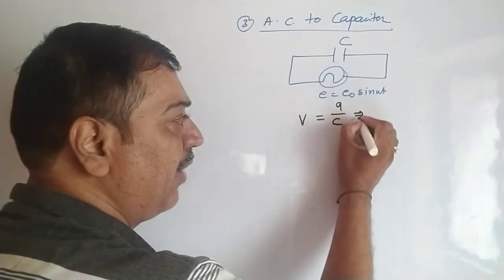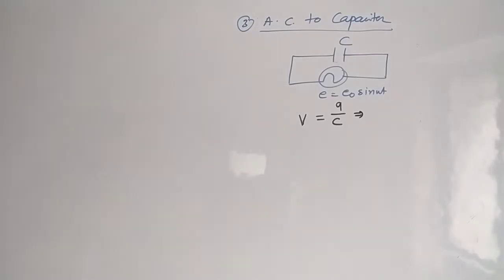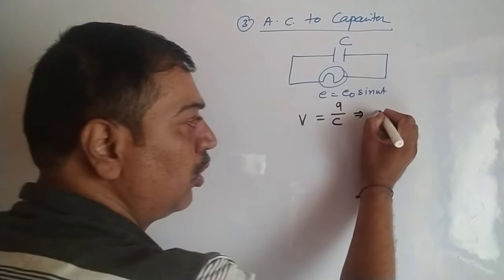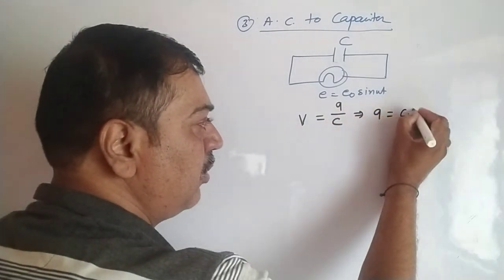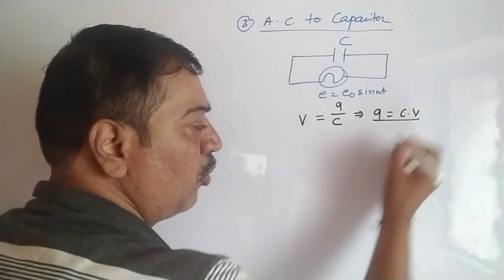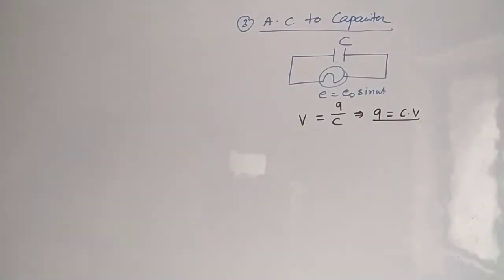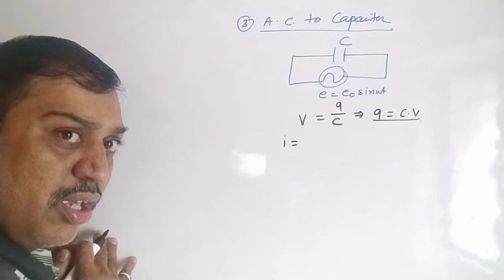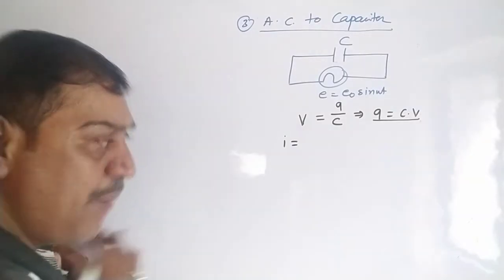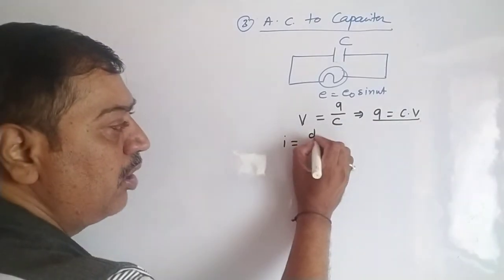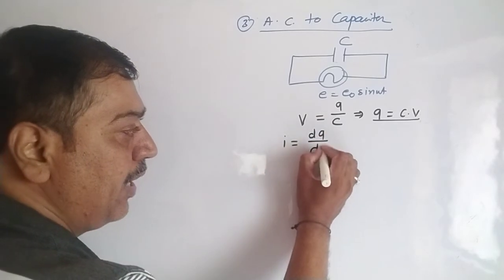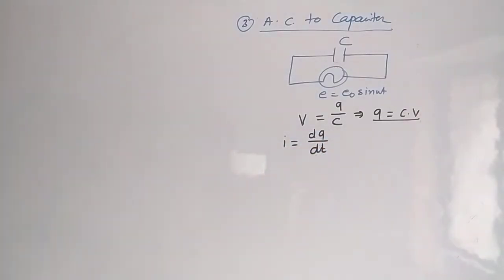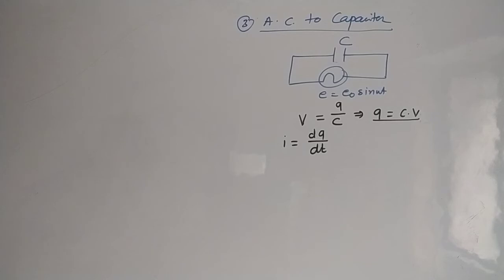From this we can find the value of charge Q. Move this C to this side: Q equal to C into V, capacitance into voltage. That is the charge. Now what is the current? Current is represented by I. I is the rate of flow of charge per unit time. Suppose dq charge is moving, so I equal to dq by dt. The ratio of dq charge to the time dt gives the current.